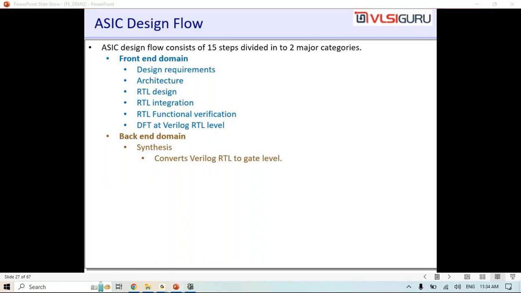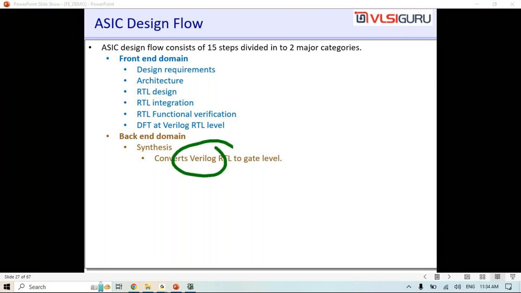In both cases, you are referring to the same design. Whether it is Verilog RTL level or gate level, both are referring to the same design. But what synthesis does is convert this format into this format. Why do you need to convert it? Tell me, what happens if I don't convert?